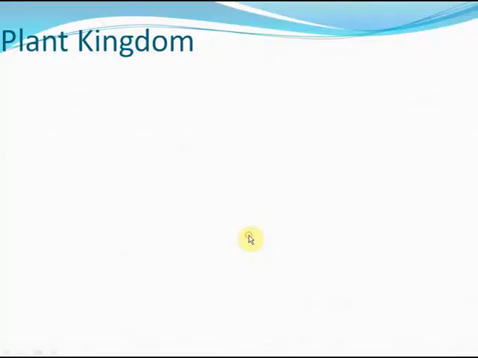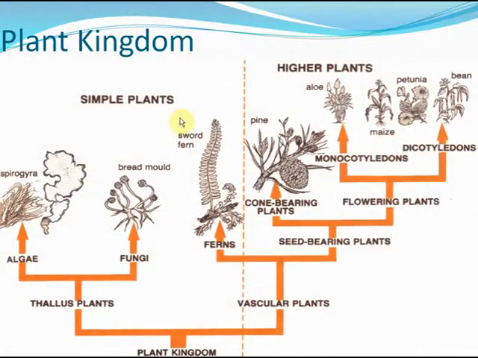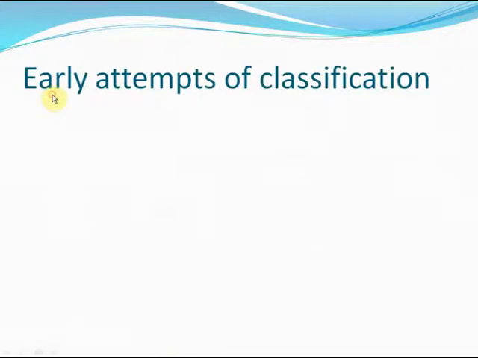Today we are going to talk about the plant kingdom. As you can see, there are simple plants and the higher plants. They are the dicotyledons, monocotyledons, the flowering plants, the seed-bearing plants, the vascular plants, algae, fungi, ferns. They all fall under the plant kingdom.